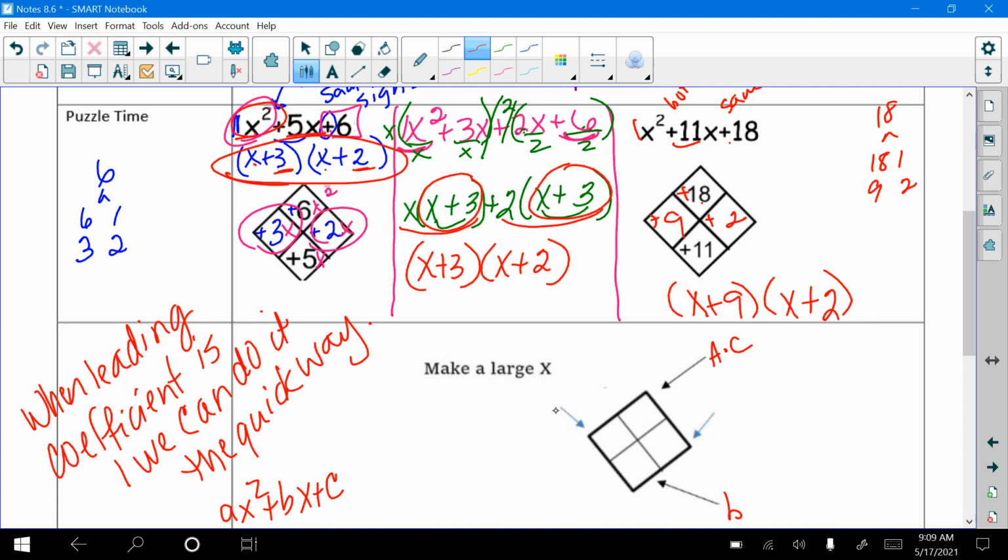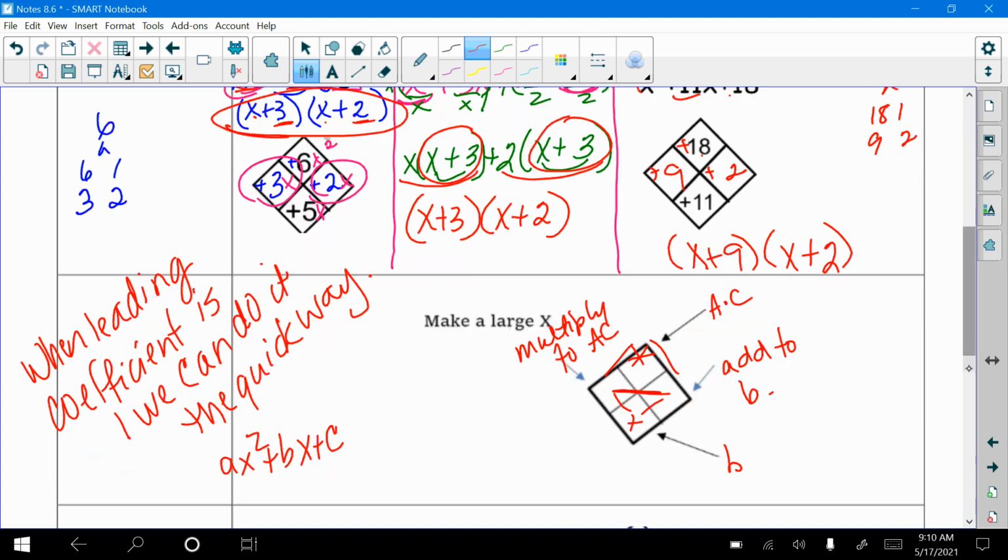These two multiply to AC, and these two numbers add to B. We add them, and here we multiply them. Alrighty, so here we go.